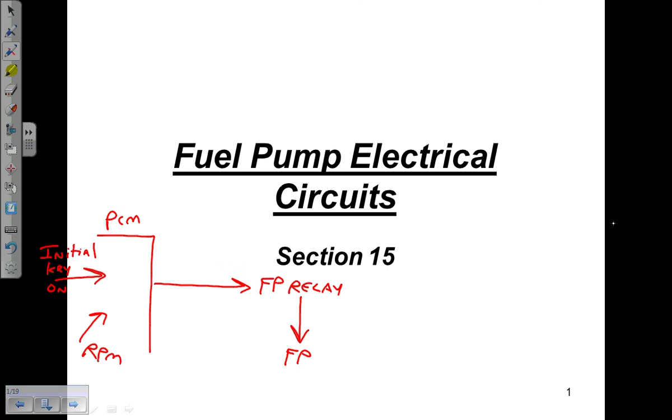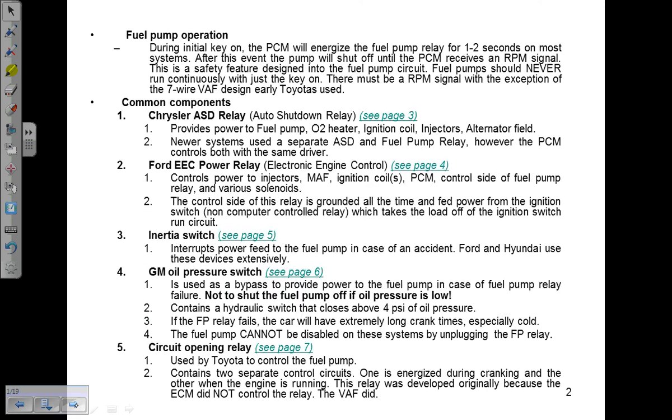So just an introduction to fuel pump electrical, and that's what page 2 at the top is talking about. So it is a safety feature that RPM must be present for a fuel pump to maintain the on position. Okay?